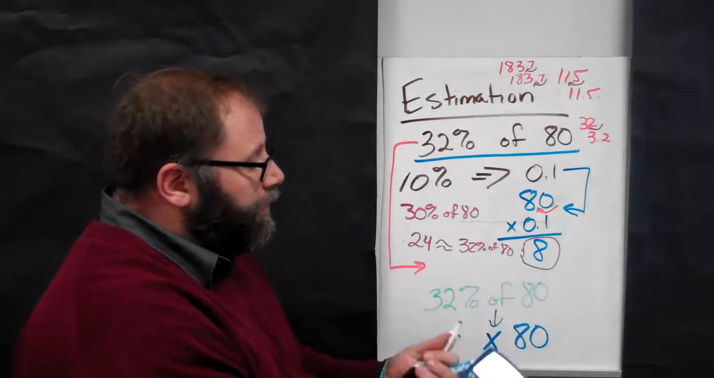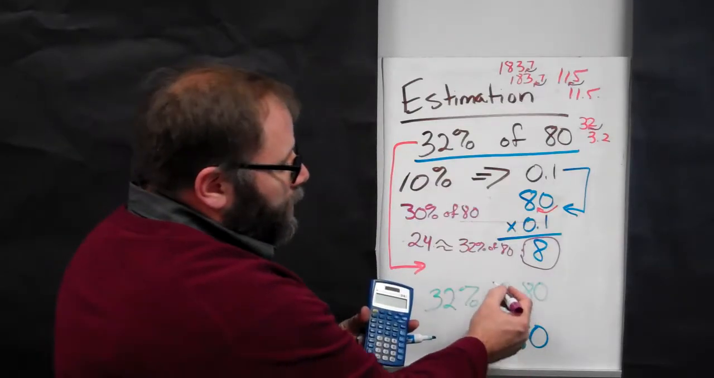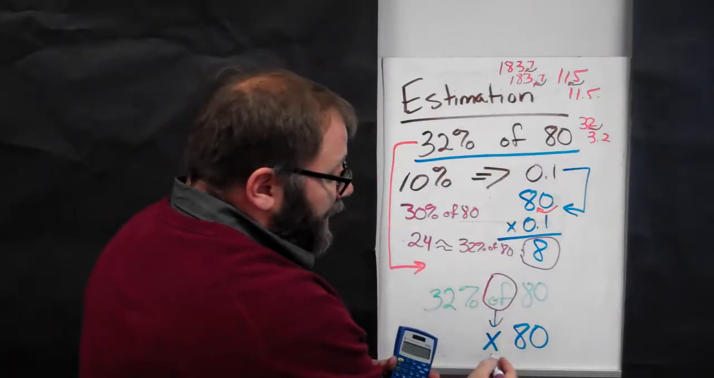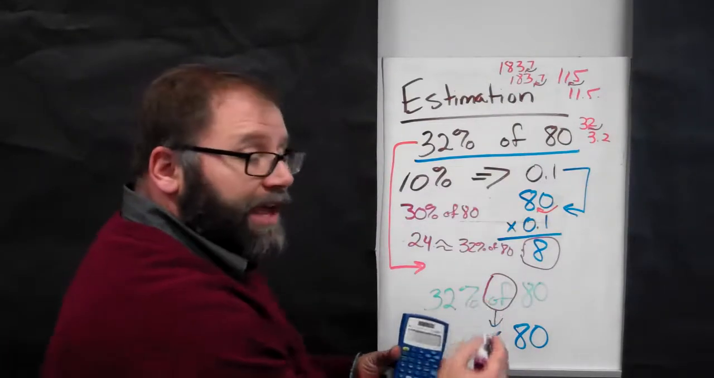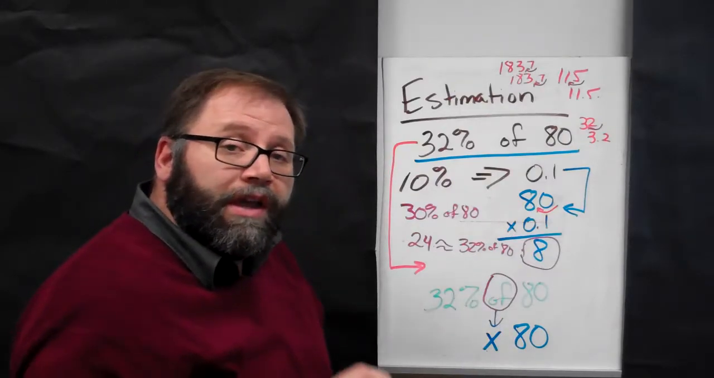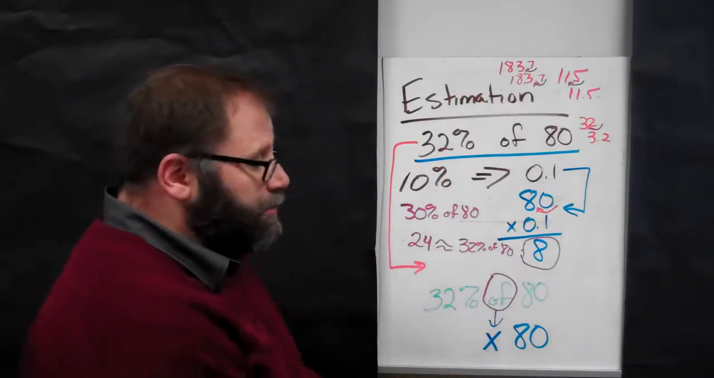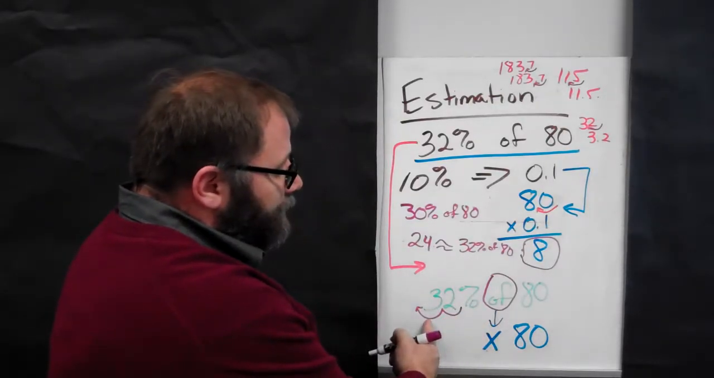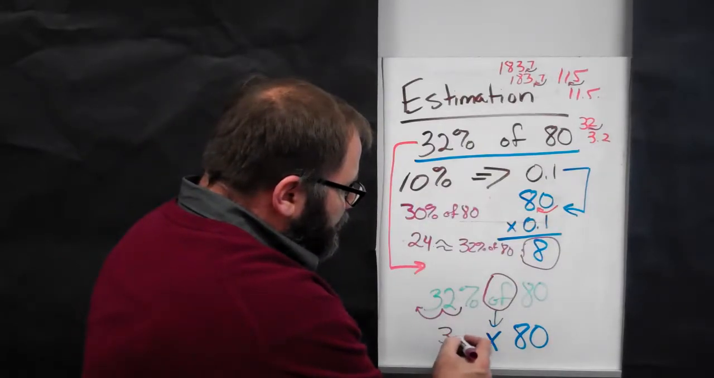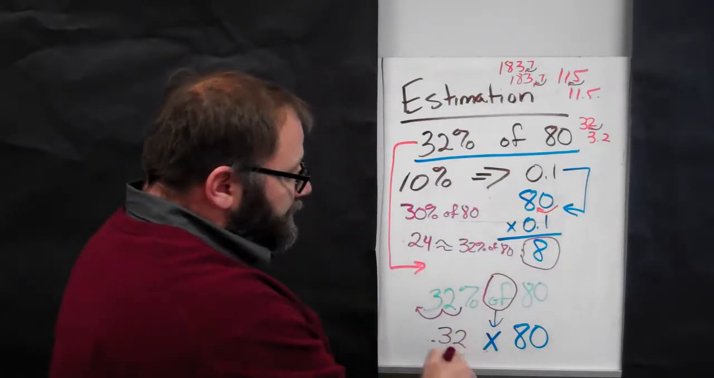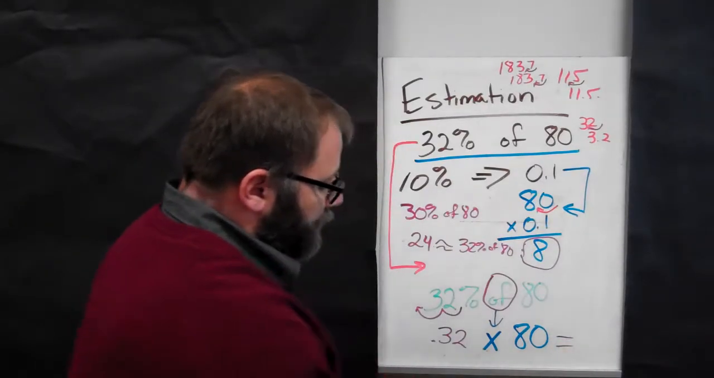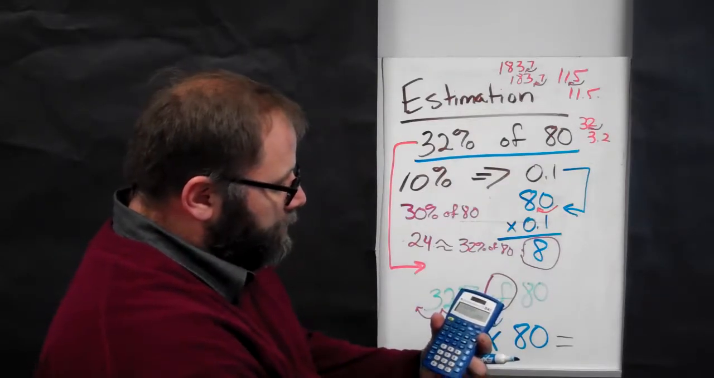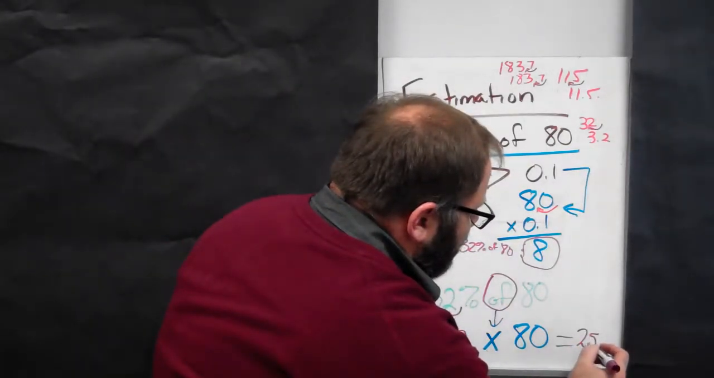So to check with our calculator, the thing you've got to remember is that with this word of, there's two pieces to this. The word of indicates multiplication, and we have to turn the percent into a decimal. To turn a percent into a decimal, we move the decimal place twice to the left, leaving us 0.32. And this is exactly what you go in your calculator with. We have 0.32 times 80 equals 25.6.